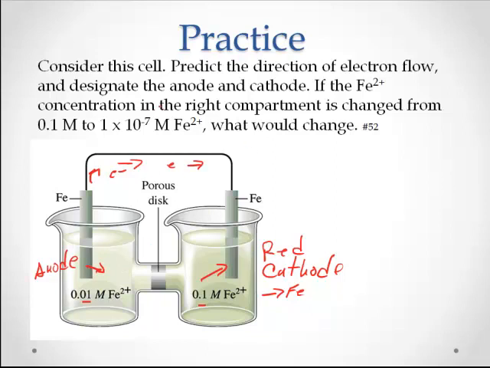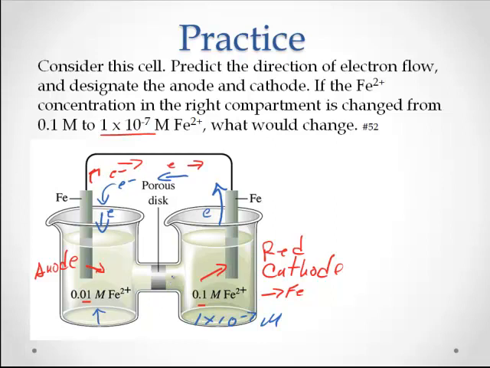Now let's see what the next one is. If the concentration of the right compartment is changed from 0.1 to a very, very small amount, what would change? Well, I think it's obvious to you. If this amount were 1.0 times 10 to the negative 7th molar, now this is the big concentration. So electrons would be flowing that way, and we would be switching, of course, the cathode and the anode. And so there you have it.